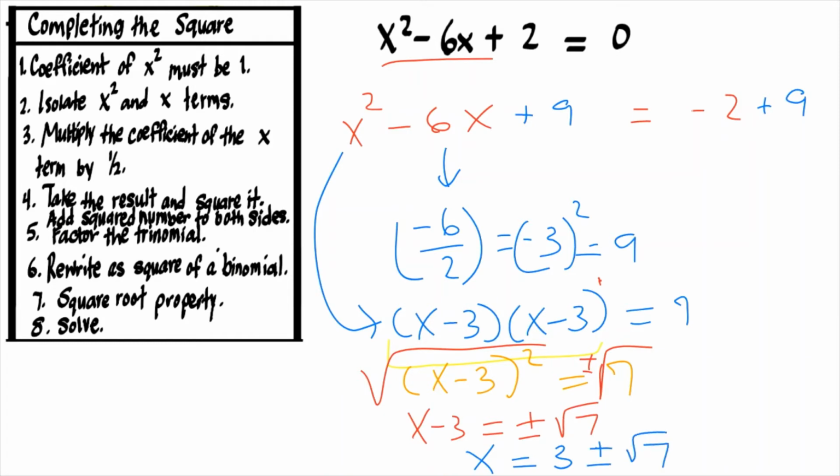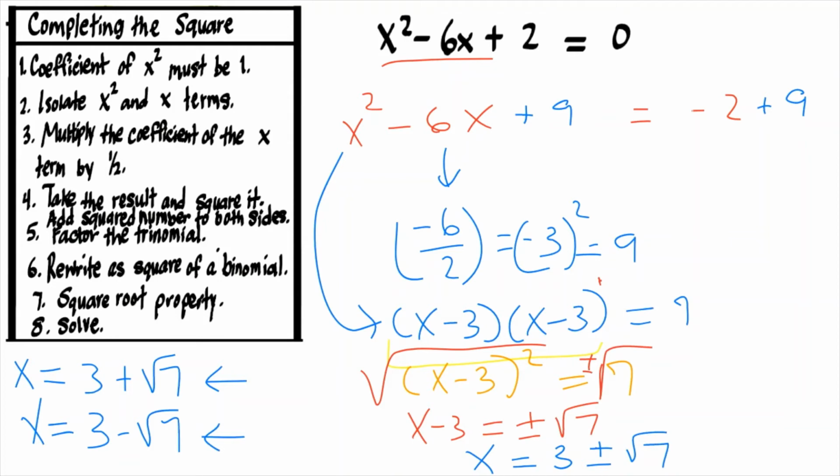I cannot do any more with that 7 that's in that radical, so my final answer is going to be x is 3 plus or minus radical 7. And that's completing the square.